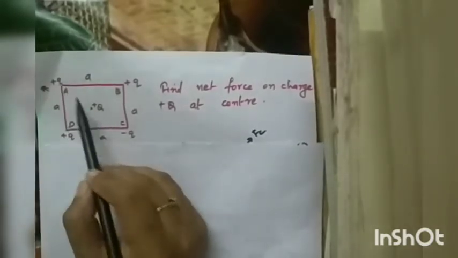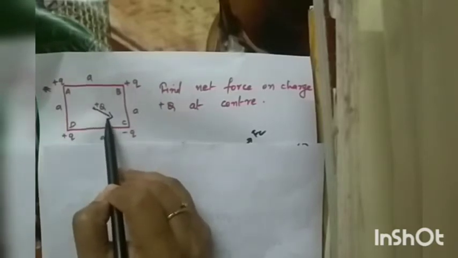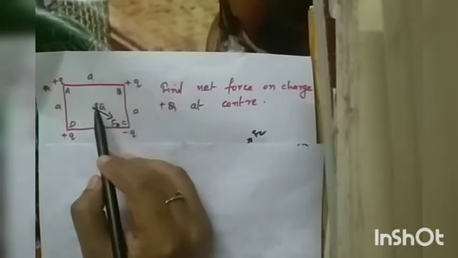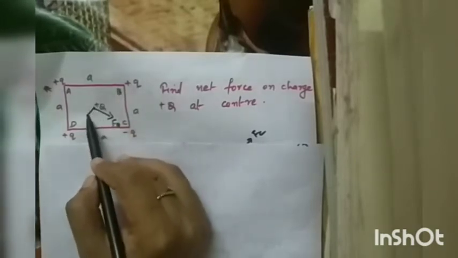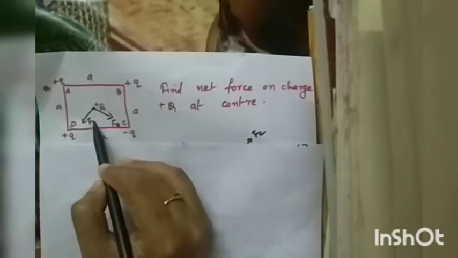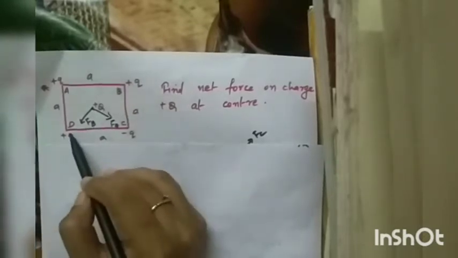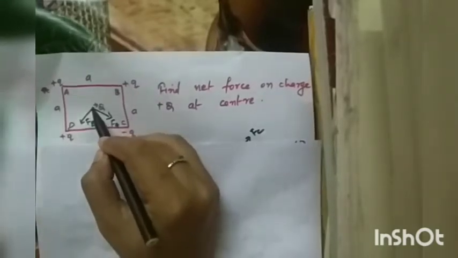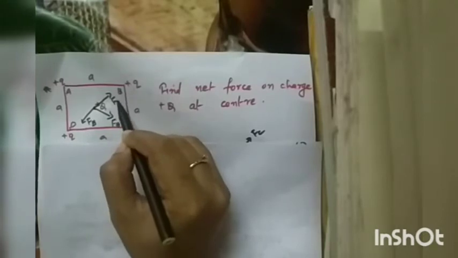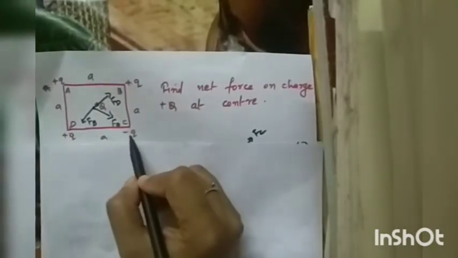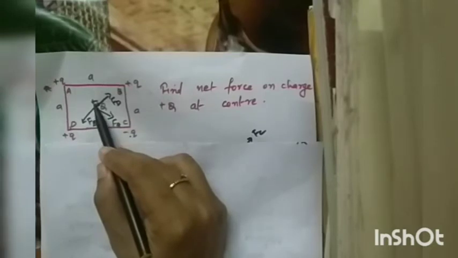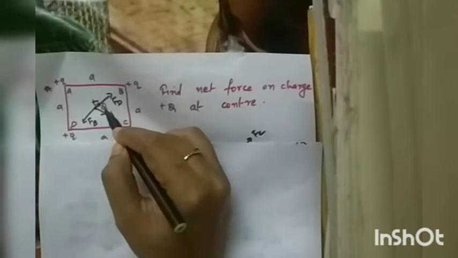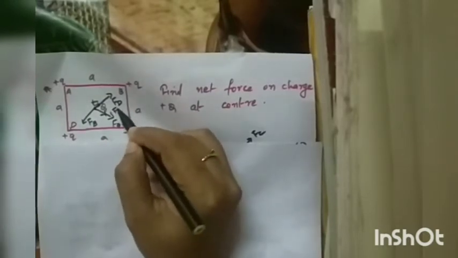See, the plus q charge will exert a force on this plus q charge. This will be the direction of force Fa. The plus q placed at the vertex B again repels this plus q charge, so this will be the direction of the force Fb. The plus q charge kept at D will repel this positive charge, and this will be the direction of that force Fd. And this minus q charge will attract this plus q charge towards it, so this will be the direction of the force due to Fc.